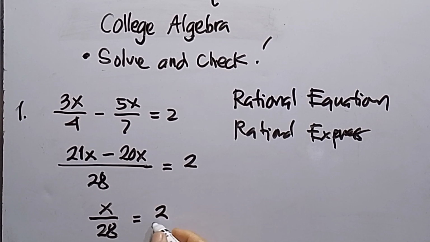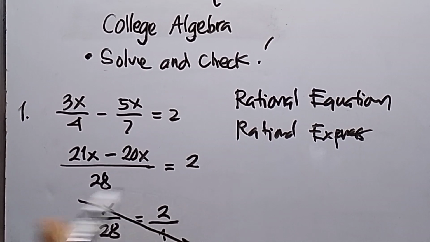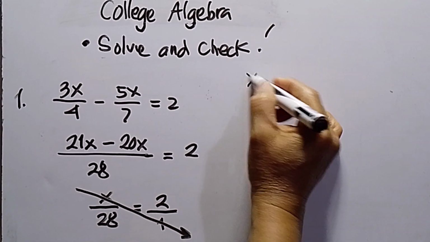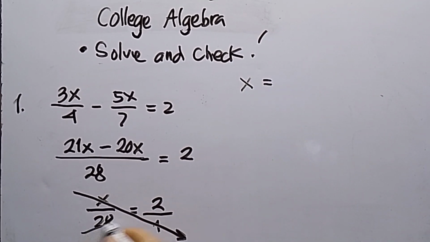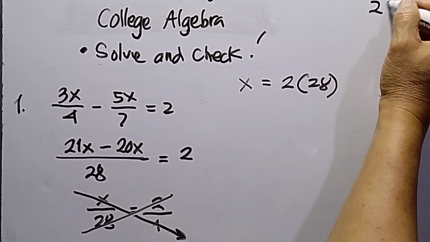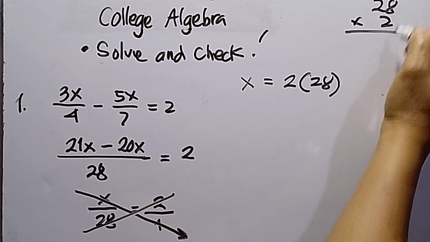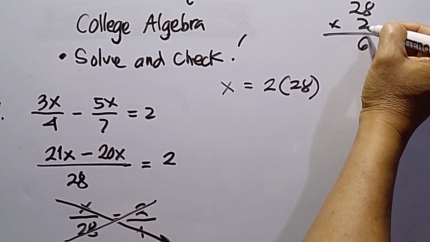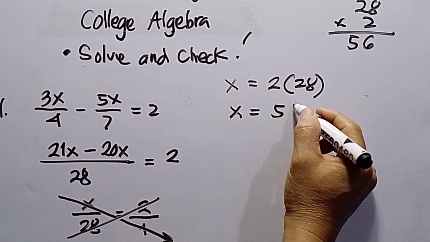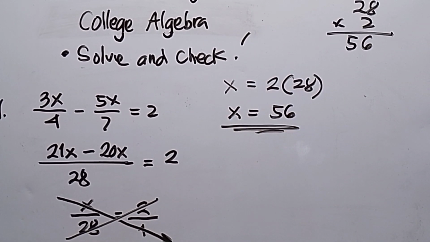Since I don't have a denominator, I will put 1 as my denominator. And then I will apply cross multiplication. So this will be x is equal to 2 times 28. So 28 times 2: this will be 16, carry 1, 2 times 4 is 4, plus 1, 5. So my x is equal to 56.